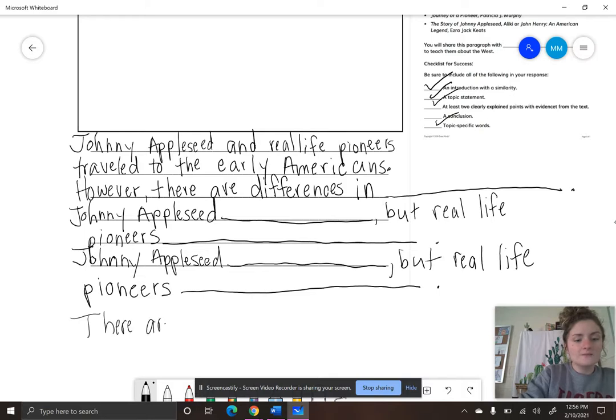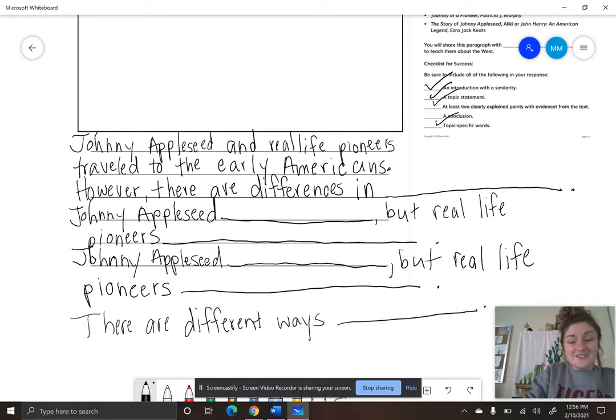So we can say there are different ways blank. I want you to finish that sentence. What are their different ways? And look back at your topic statement. However, there are differences in the way people traveled west.